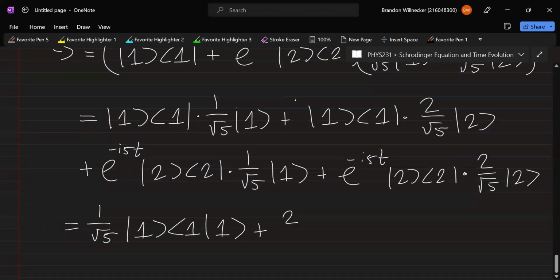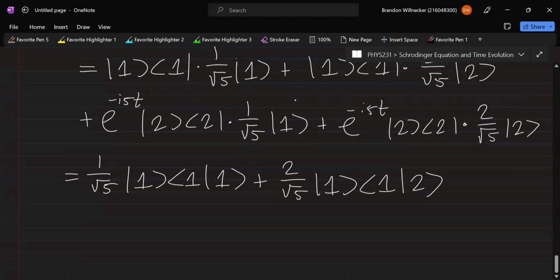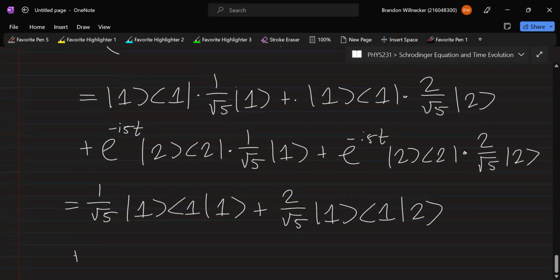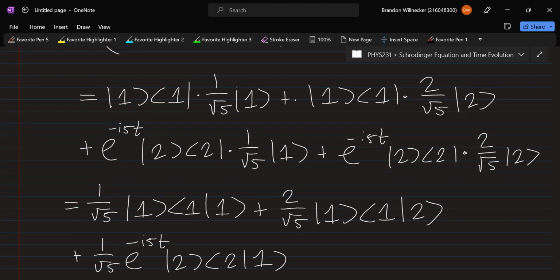Okay, plus 2 over root 5, 1 in a product with 2. Again, we've got that projection going on there. Plus 1 over root 5 e to the minus r5t, 2, and then in a product with 1. Plus 2 over root 5 e to the minus r5t, then we have 2 in a product with 2.